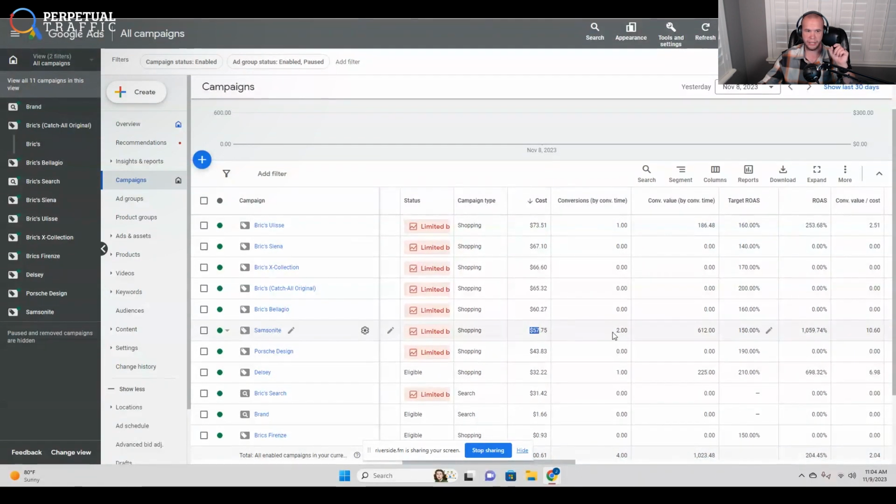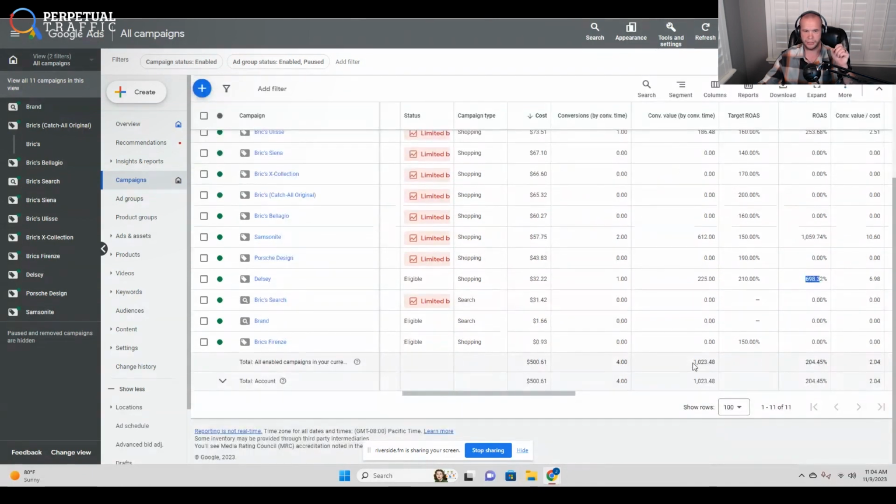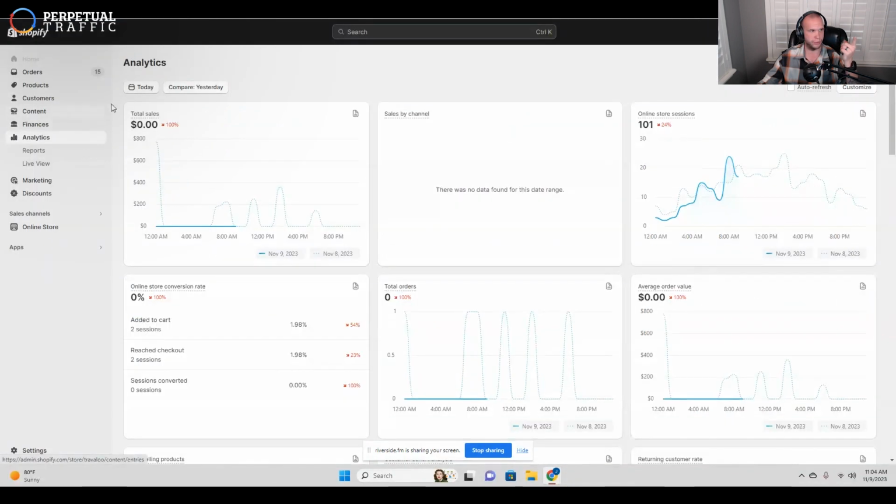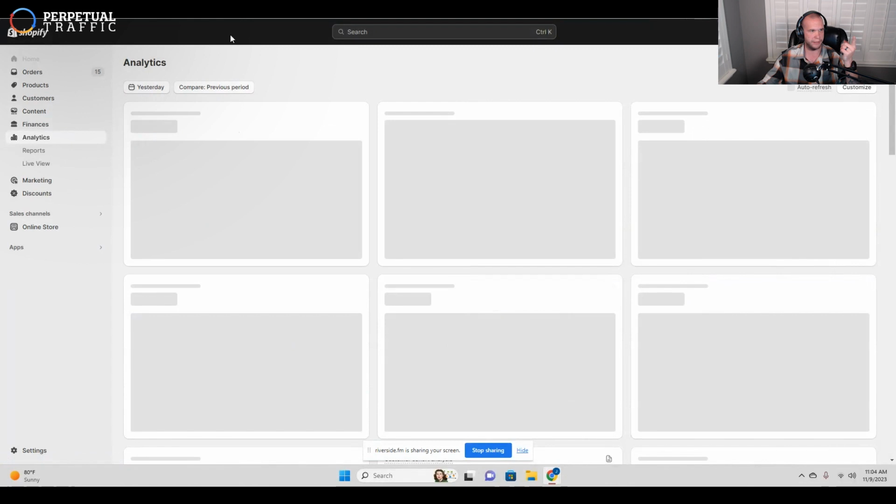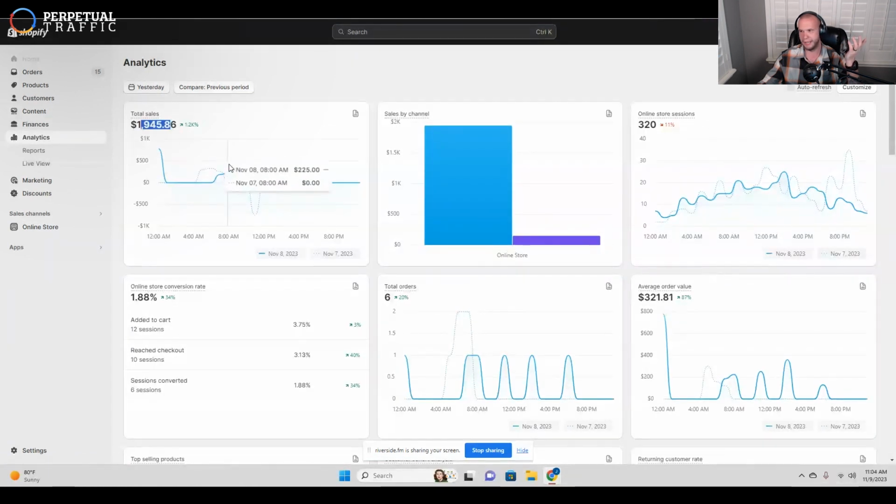If I spend $57 to make two sales, I get 1,000 ROAS. If I spend $32 to make one sale, that's 700 ROAS. Now, I actually made $2,000 yesterday. This is only showing 1,000 because Google sucks at attribution, which we already know. I made $2,000 here, and I'm only running Google.